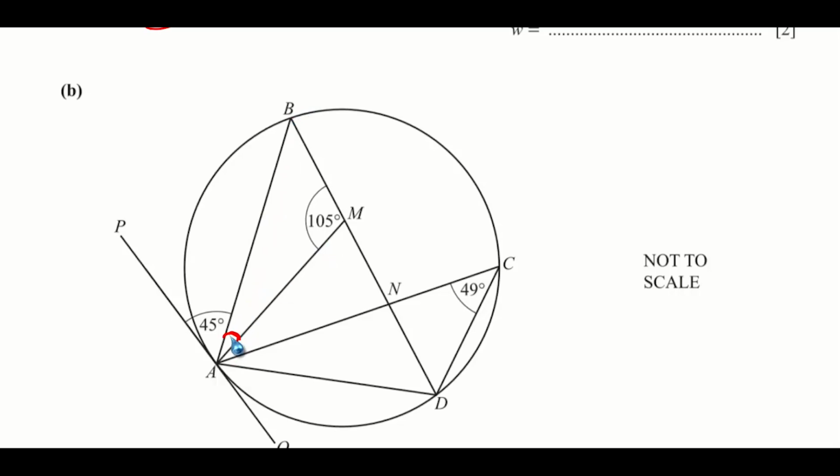To get this angle, you must know this angle, which is given as 105 degrees, and you must know this one. This angle and this angle are in the same segment because they are produced by the arc AD. Look at it, A. The same thing for this. So they are both produced by the arc AD. So that means I can say this place is also 49 degrees. So I can get this now.